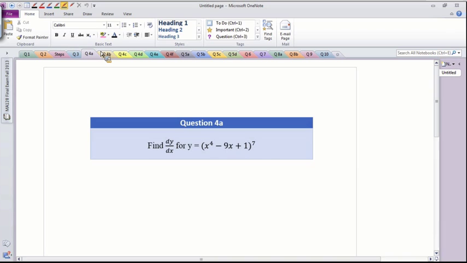So moving on, let's move on to question 4, 4a. Find dy/dx for y equals (x^4 - 9x + 1)^7. We'd like to find the derivative, so we'll have to use the chain rule. The way that I like to look at the chain rule is the derivative of the outside function times the derivative of the inside function.